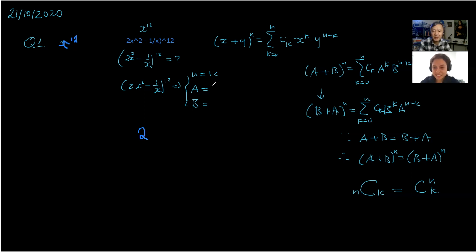You just tell me what A is and what B is, if you want to use the formula. A is 1 minus x. Yes, you can call that A. And B is 2x squared. Yes, no problem. You can do that.